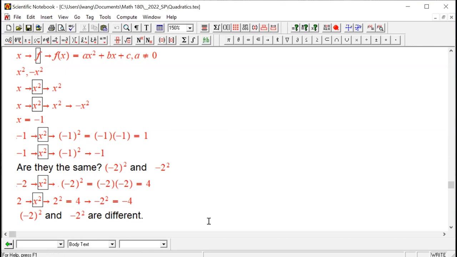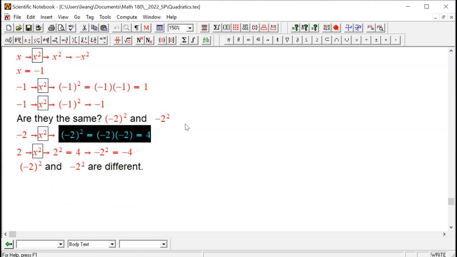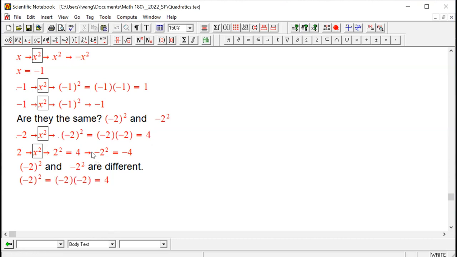They are completely different. That is like (-2) squared, where -2 is in the parentheses, and the other one is -2 squared without the parentheses. These two are completely different. And there are numerous similar examples. Just be careful, okay? The order of operation is implied. So these are the examples.